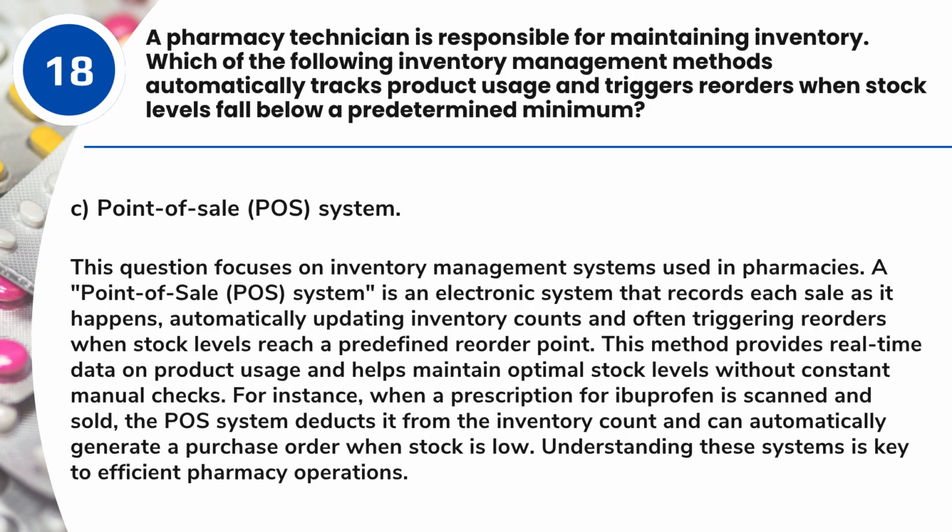For instance, when a prescription for ibuprofen is scanned and sold, the POS system deducts it from the inventory count and can automatically generate a purchase order when stock is low. Understanding these systems is key to efficient pharmacy operations.